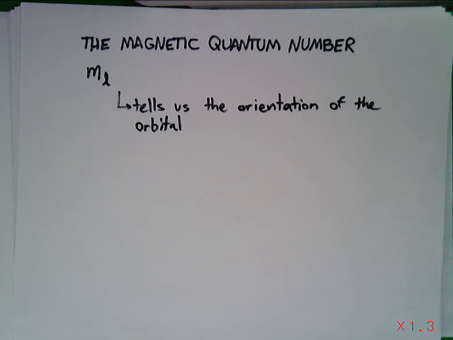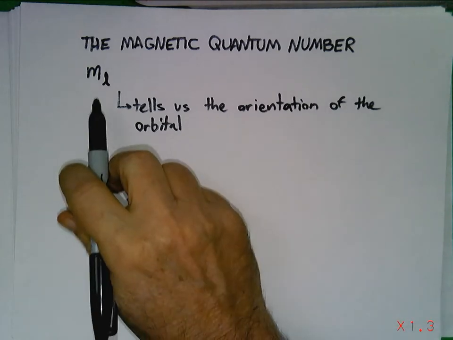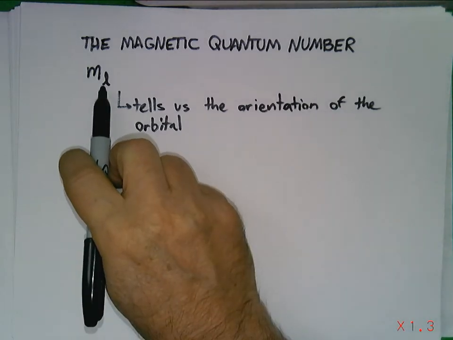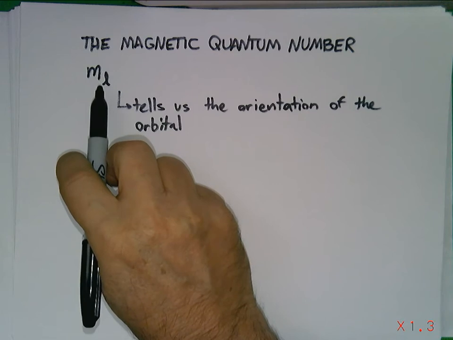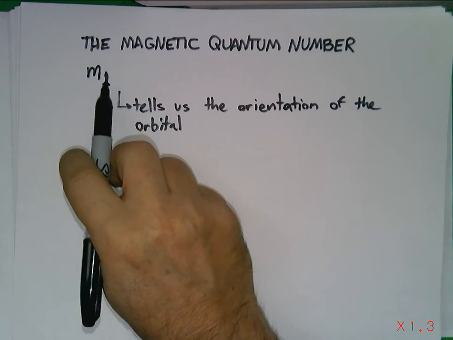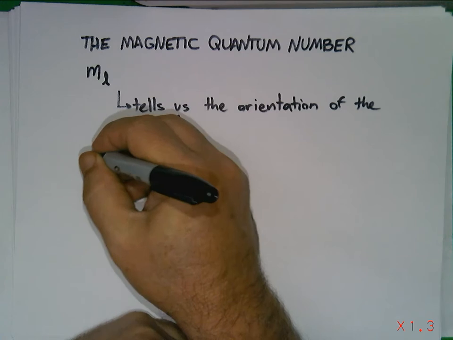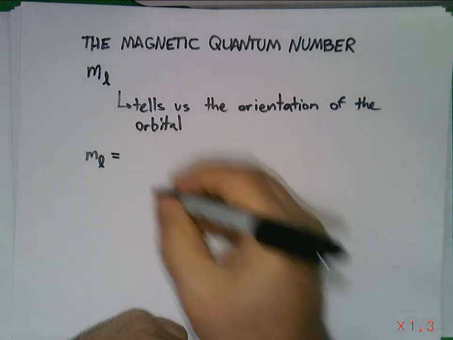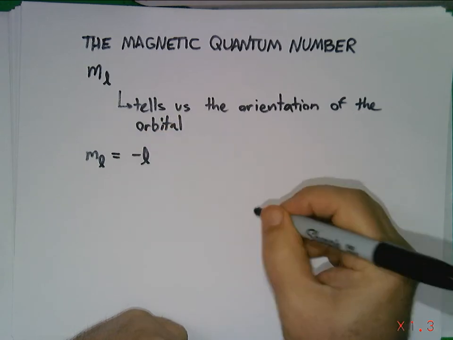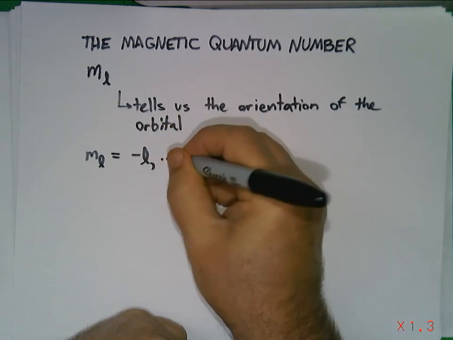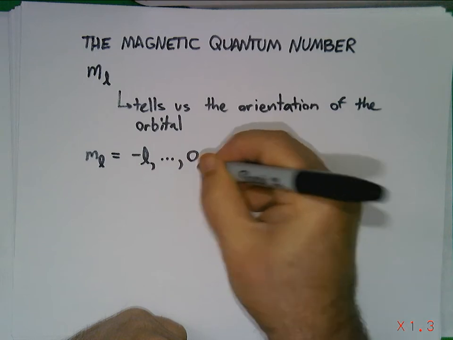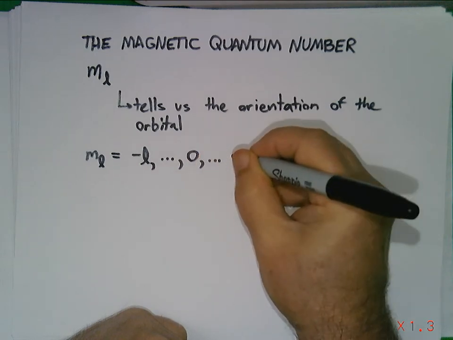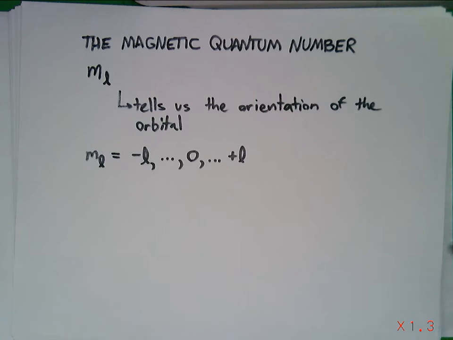Now, it depends on the L value. So when they say m sub L, it's telling you that it depends on the L, and here's how it depends on it. M sub L can go anywhere from minus L up to 0, up to plus L. So for all the L values that we have, let's write all the m sub L values that are possible for them.